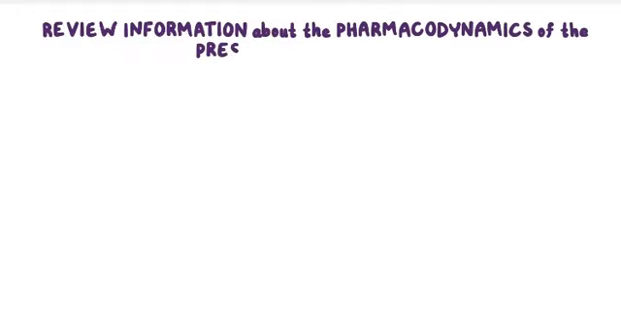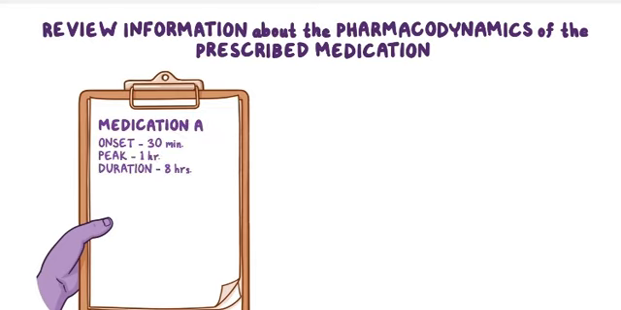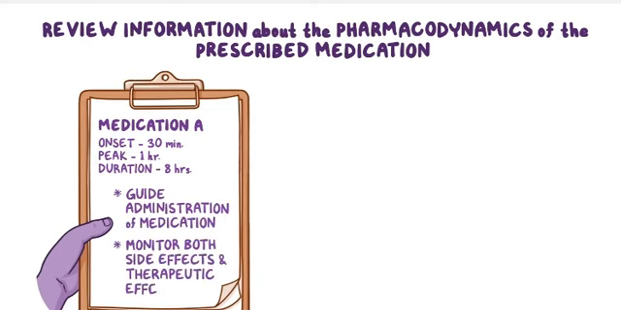Next, review information about the pharmacodynamics of the prescribed medication. Additionally, review the medication's onset, peak, and duration of action, and use this information to guide administration of the medication, as well as monitoring for both side effects and therapeutic effects.